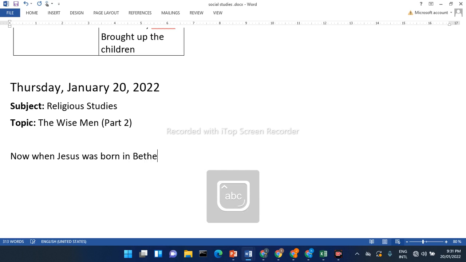So this is a literal verse that comes right from the Bible. It says, now when Jesus was born in Bethlehem of Judea. So that was Jesus born in Bethlehem.